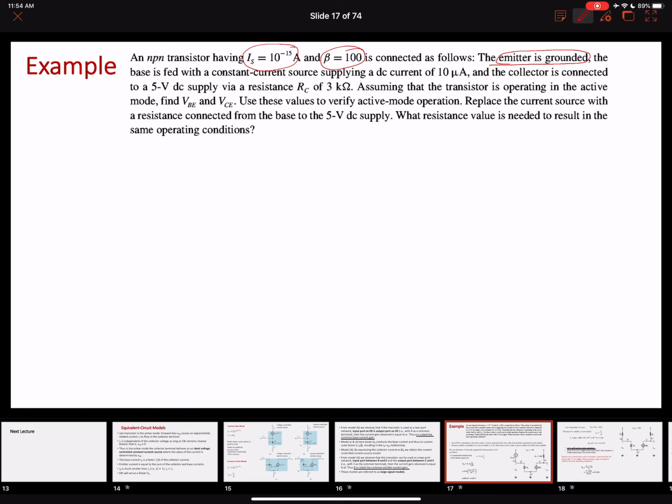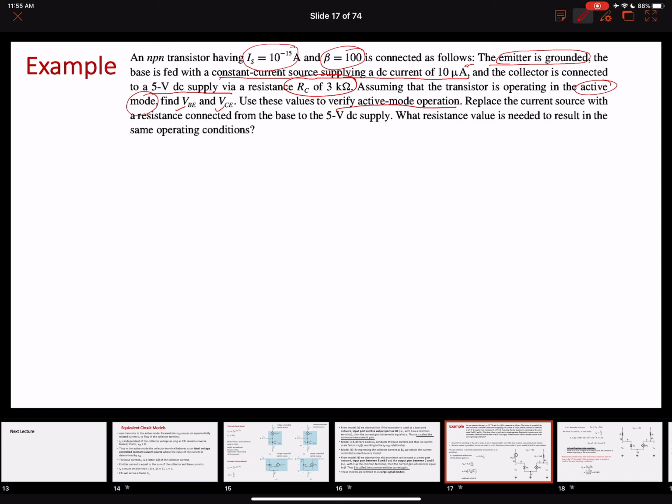Further, the base is fed with a constant current source supplying a DC current of 10 microamperes. So this is the base current. Further, the collector terminal is connected to a 5-volt DC power supply via a resistance of 3 kilo ohms. Right? So at the collector terminal, we have a resistance of 3 kilo ohms that is connected to the 5-volt supply. So the first thing that we need to do is let's assume that the transistor is operating in the active region. We need to find the base to emitter voltage value and collector to emitter voltage value. And then we need to verify the active mode of operation. And then we will come back to the later part of this question.